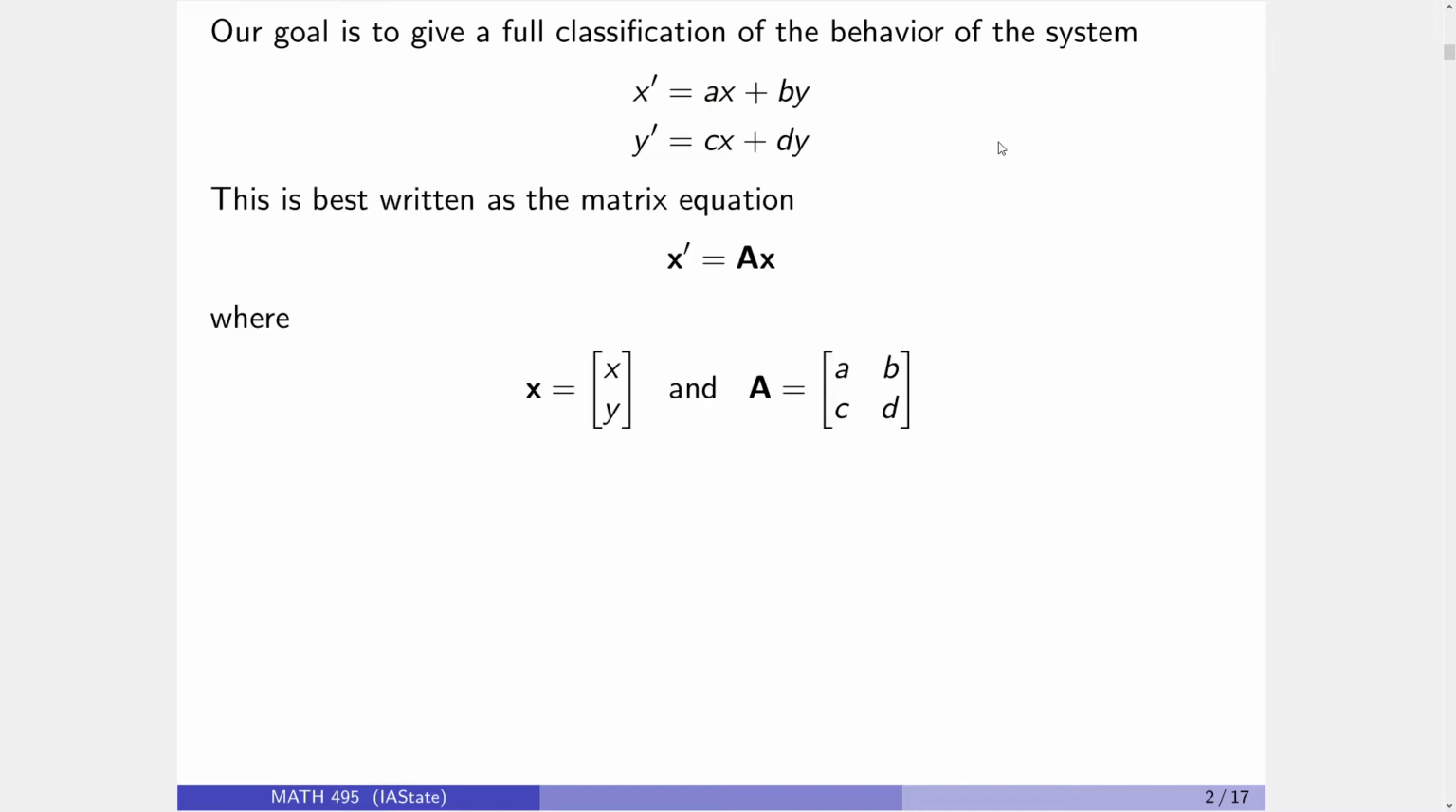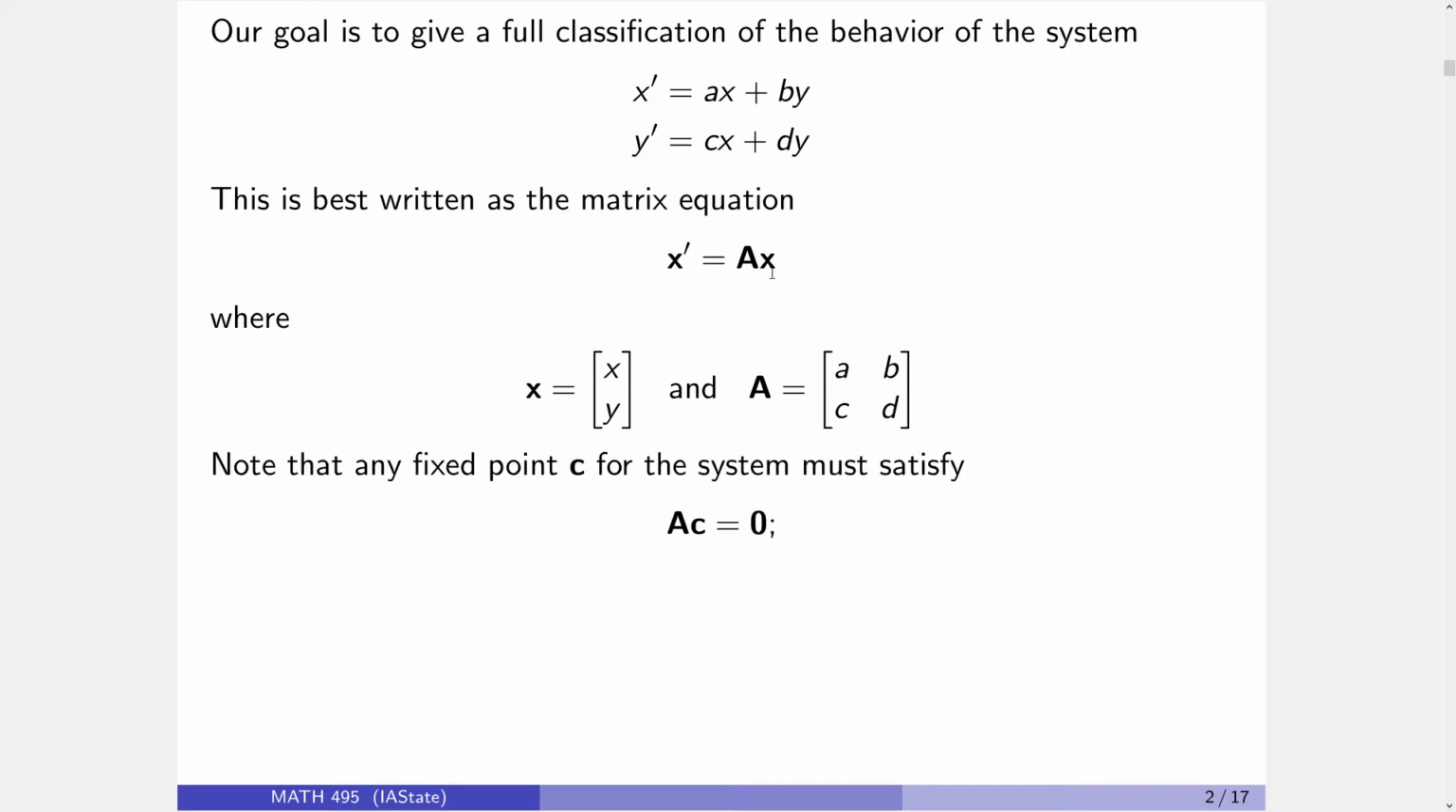And as noted, it's probably best to rewrite this, instead of a system of equations, as one equation involving matrices and vectors, where the matrix A is constant, involving a, b, c, and d, and the vector X involves our two unknown functions, so talking about its derivative is meaningful.